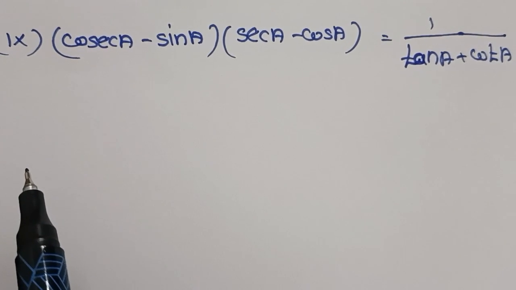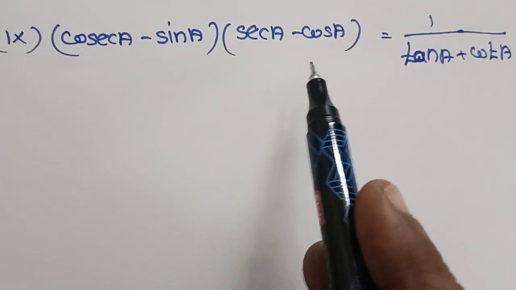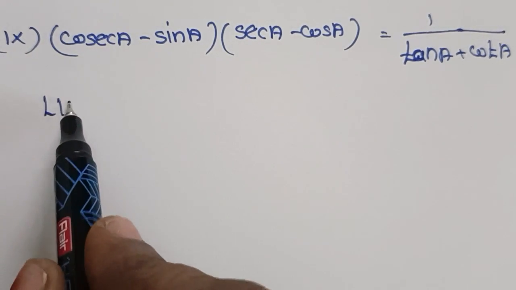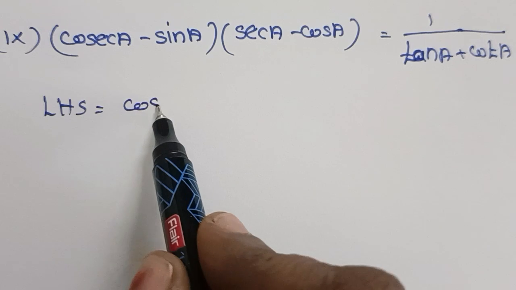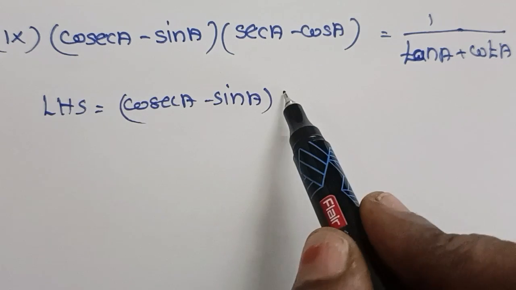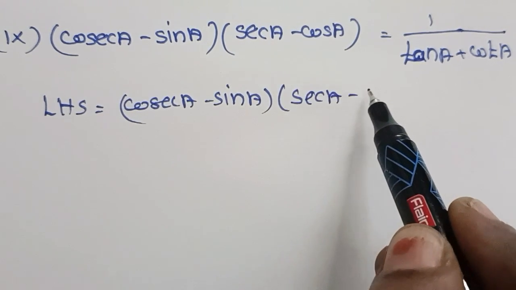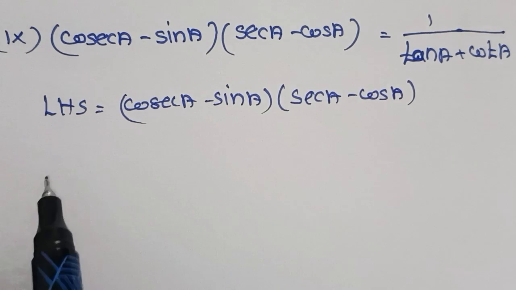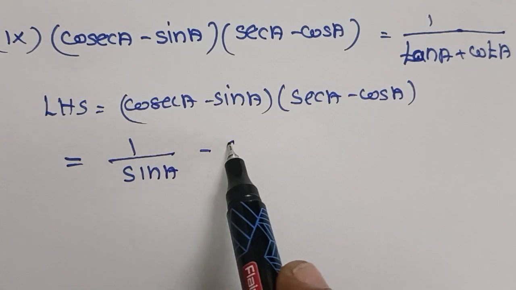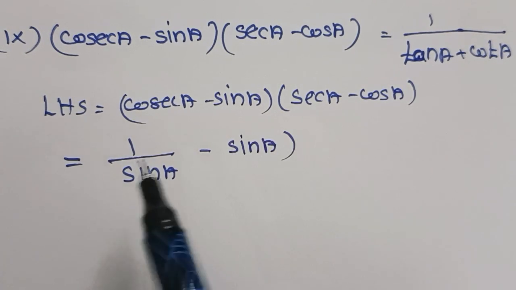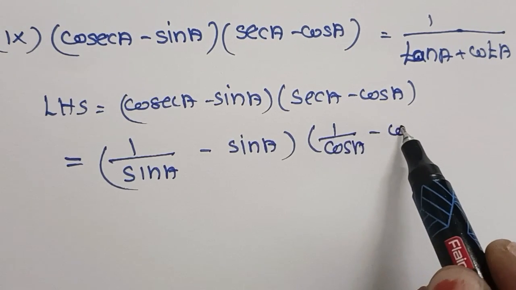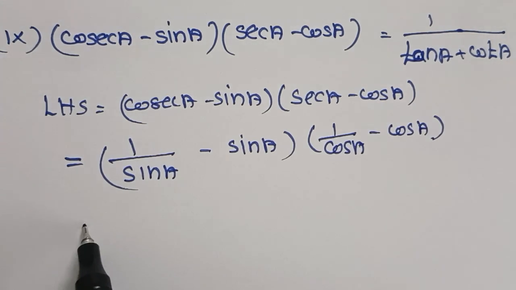Ninth question. (cosec A minus sin A) into (sec A minus cos A) equal to 1 by (tan A plus cot A). Taking LHS, LHS equal to (cosec A minus sin A) into (sec A minus cos A). Instead of cosec A, we can write 1 by sin A. (1 by sin A minus sin A) into (1 by cos A minus cos A), since sec A is same as 1 by cos A. Take the LCM.